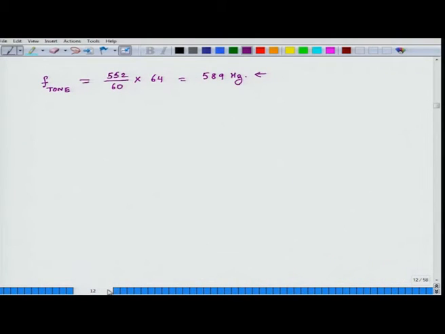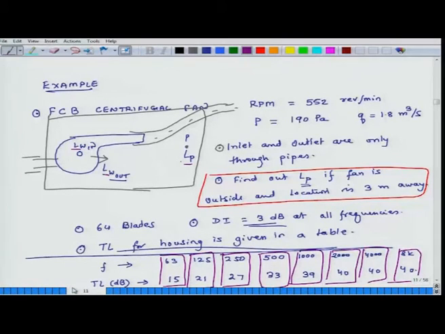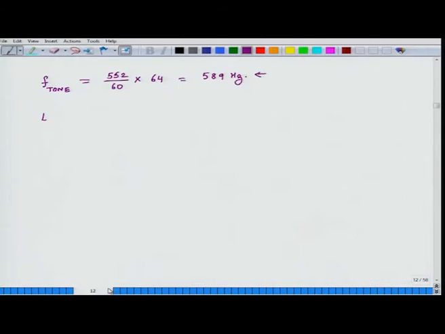Next, I compute LW. What is our methodology? First we compute LW in for different bands, then we compute LW out, and then we compute LP. This is what we will do. For starters, we will compute LW in for the frequency band in which 589 hertz lies.